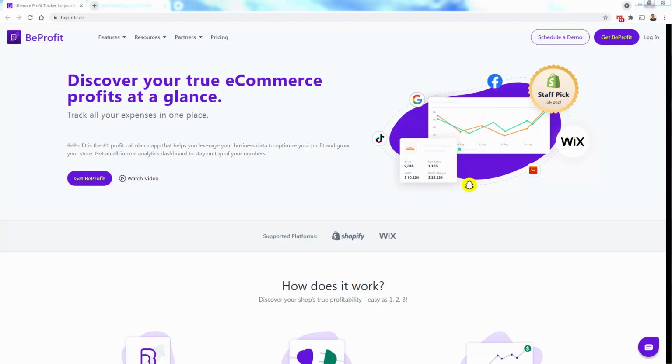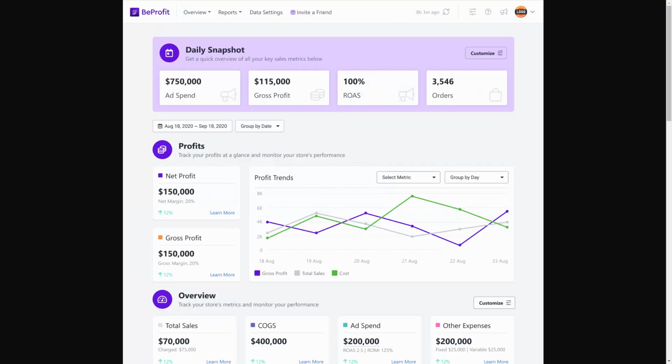But let's jump into the inside of BeProfit, and I'll show you the dashboard. And this is what you're going to see when you log into your BeProfit dashboard. When you have everything set up, you're going to start to see all of the different numbers that are really important to your business. And you see here in this daily snapshot, you're taking a look at different data sources that affect your overall profit. And remember, one of the first things that we talked about in this video, you need to know your numbers at all times. We're seeing our ad spend, we're seeing our gross profit, we're seeing our return on ad spend, we're seeing our orders. All of this information is pulled in from different sources.